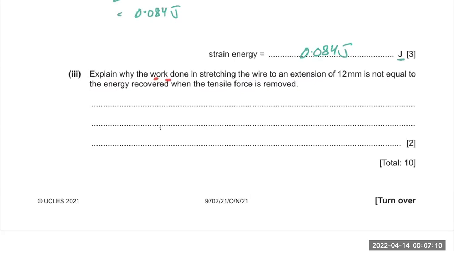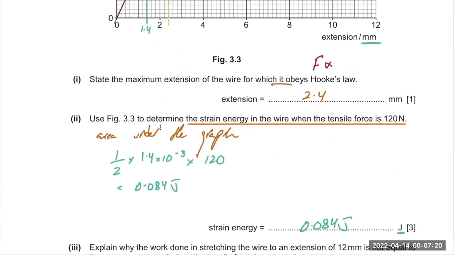Explain why the work done. Okay, so there's a question here. The question says, how do we determine whether we should use half Fe or half Ke squared? Irrespective of the formula you use, you'll get the same answer. They're both formulas for energy, and there's no limitation to what formula can be used.